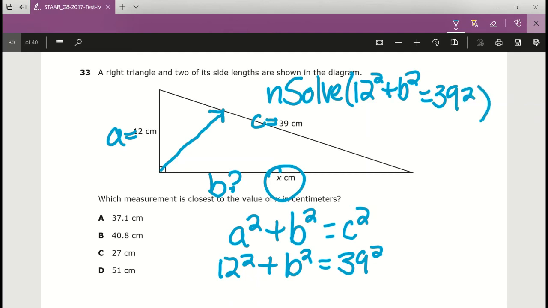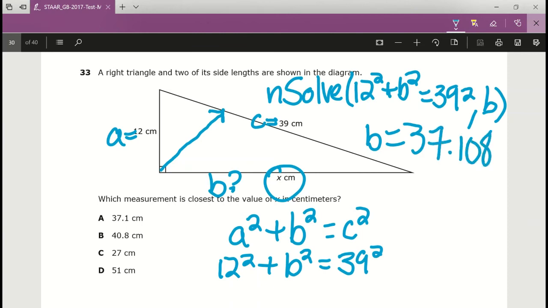We plug it into our calculator. We do 12 squared plus b squared equals 39 squared. Oh, forgot. We gotta put comma b. Even I forget sometimes. We gotta put comma b because we're solving for b. And we get, it is approximately, b is 37.108, and the closest one is choice A, 37.1.